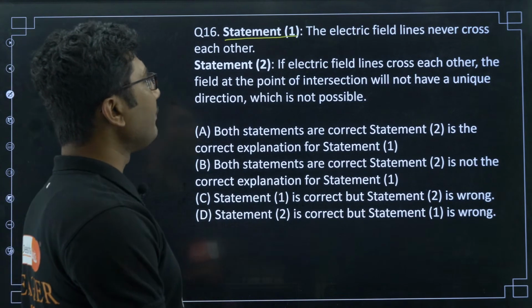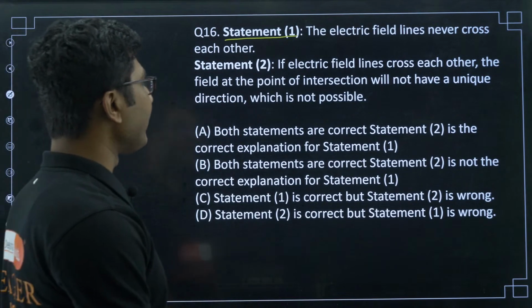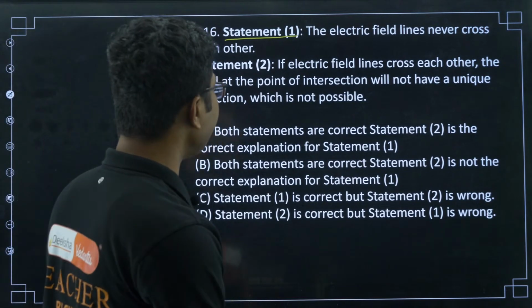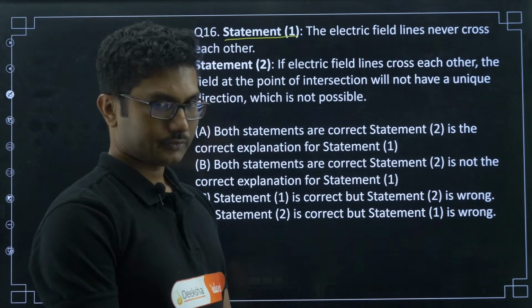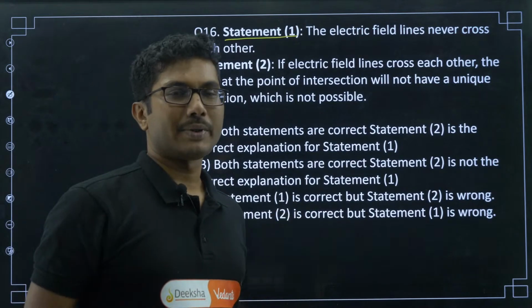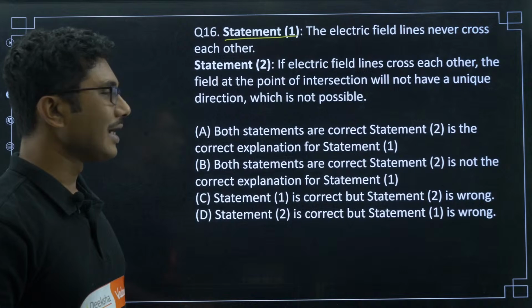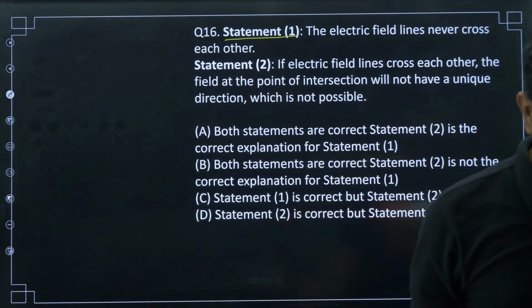Statement 2: if electric field lines cross each other, the field at the point of intersection will not have a unique direction, which is not possible. Easy question. I will wait a maximum of 10 seconds, then I will give the answer. This is a directly straightforward question, nothing to explain about.